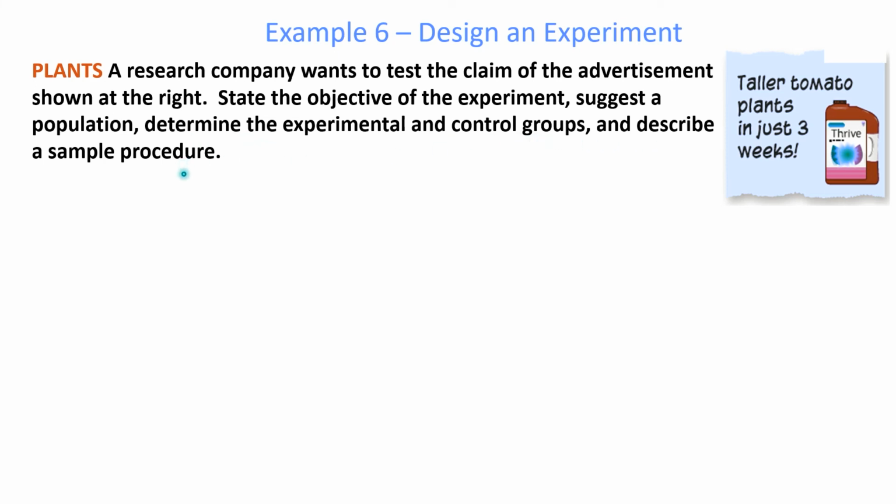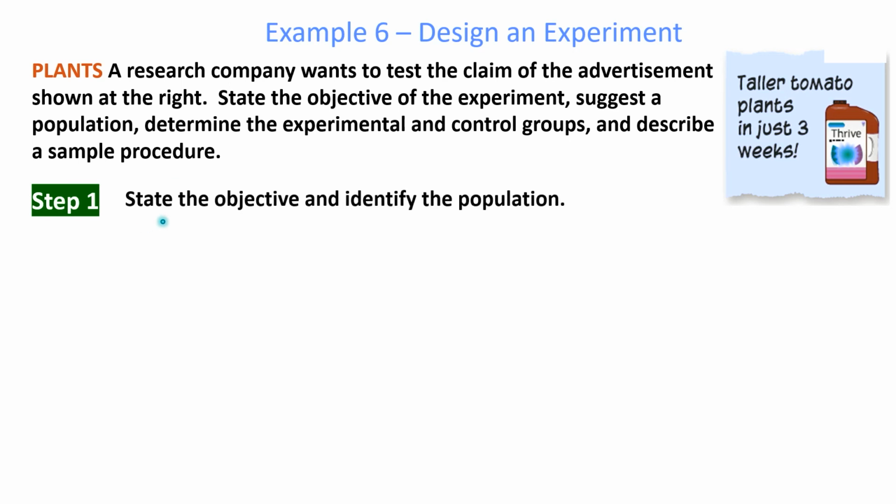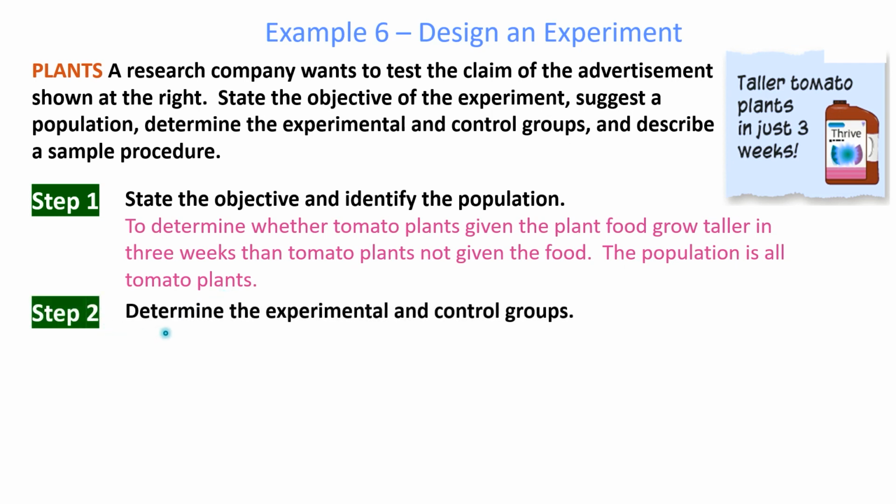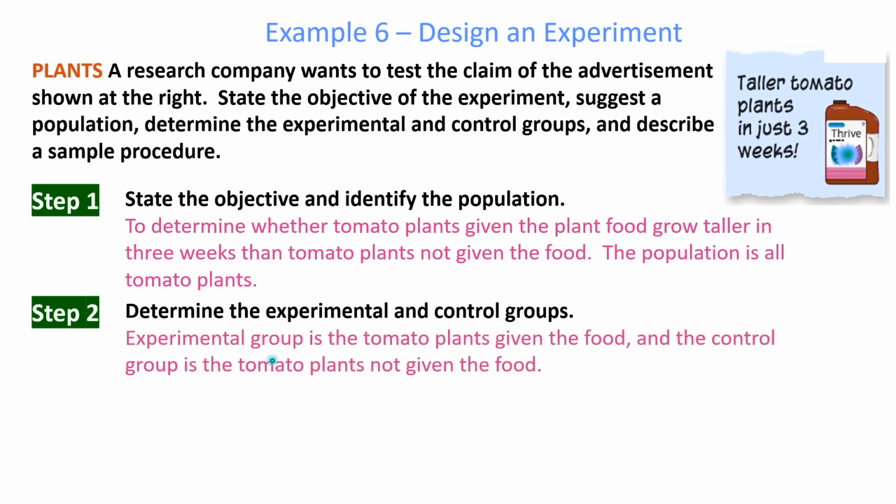Now, step 1, we want to state the objective and identify the population. So, the objective is to determine whether tomato plants, given the plant food, grow taller in 3 weeks than tomato plants not given the food. The population is all the tomato plants. Step 2, we want to determine the experimental and control groups. So, the experimental group is the tomato plants given the food, and the control group is the tomato plants not given the food.